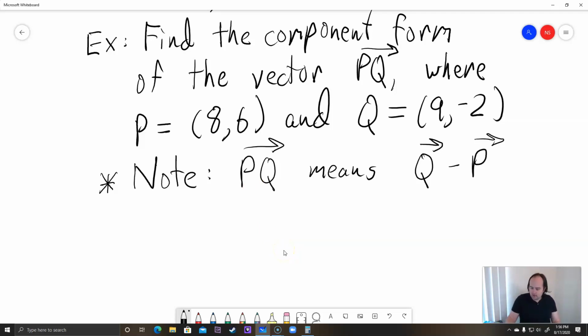Okay, so here, subtracting the components, we get PQ equals, well, the first component of Q is 9, and the first component of P is 8. So we're going to get 9 minus 8, comma, the second component of Q is -2, and the second component of P is 6. So we're going to have -2 minus 6.